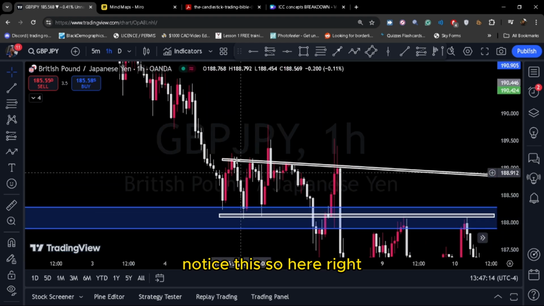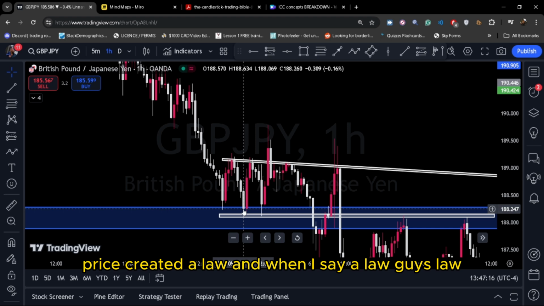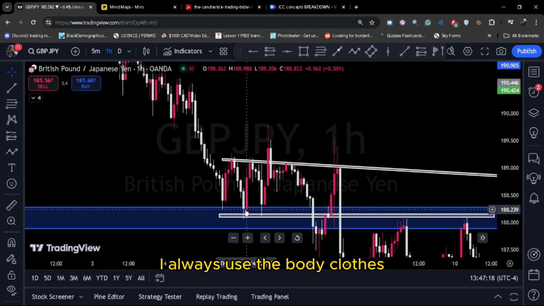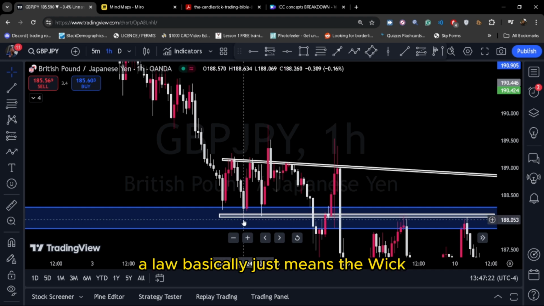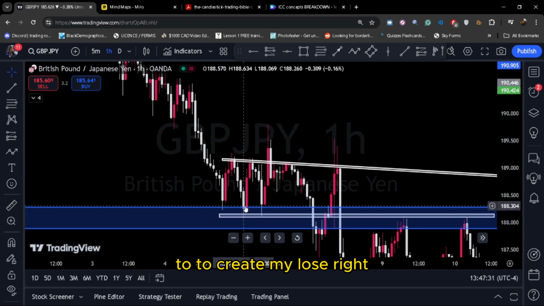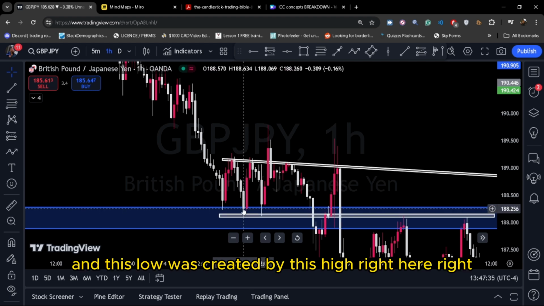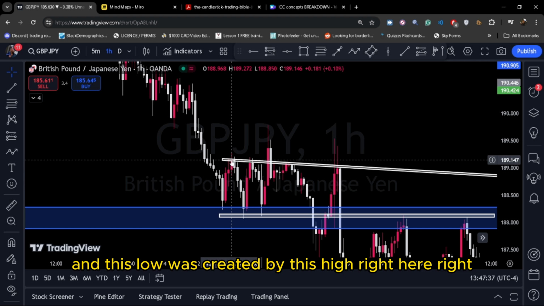So here, price created a low, and when I say a low, guys, I always use the body close. I do understand that a low basically just means the wick, but when it comes to how I trade, the low just means the body close, right? So I actually use the body close to create my lows. So this was the low right here, and this low was created by this high right here.